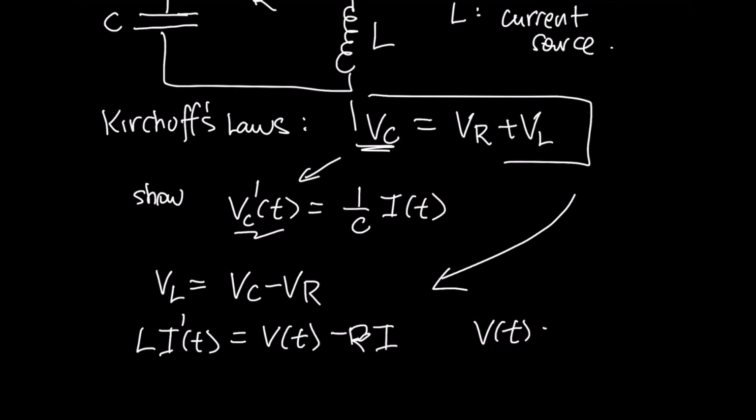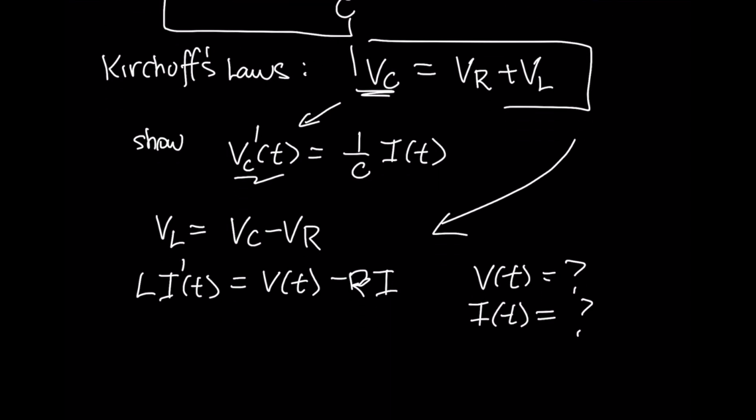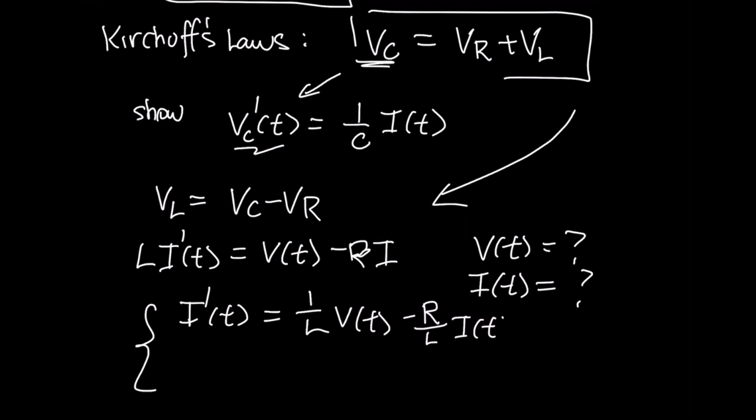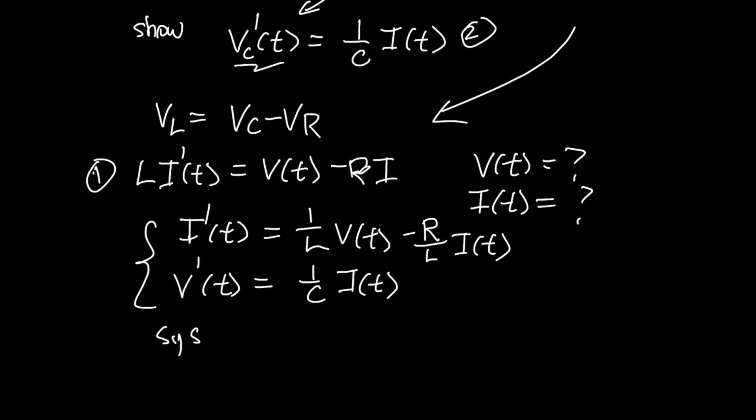In a circuit like this, the voltage across the capacitor changes in time, and the current through the circuit changes in time. So what we have are two unknowns here. If we were to set up a system of equations, we would have I prime of t is 1 over L times V of t minus R over L times I of t, and V prime of t is simply 1 over C times I of t.